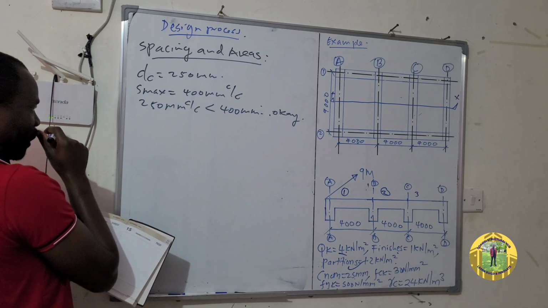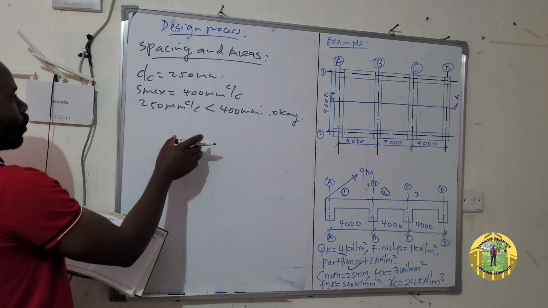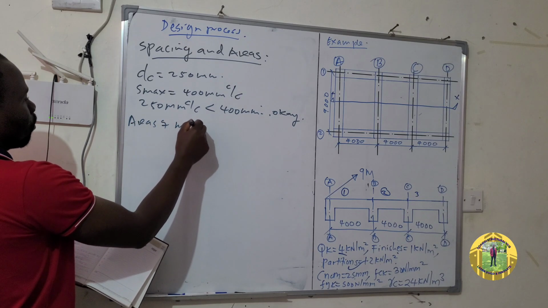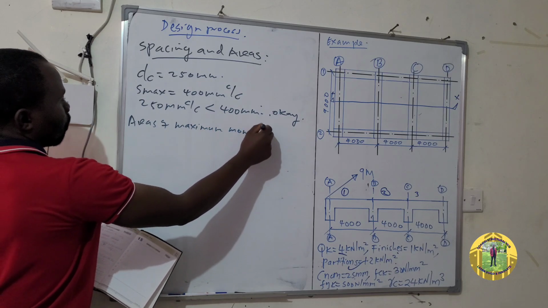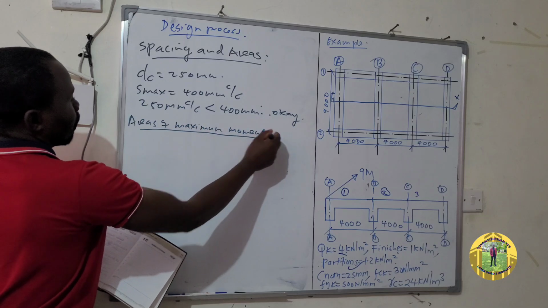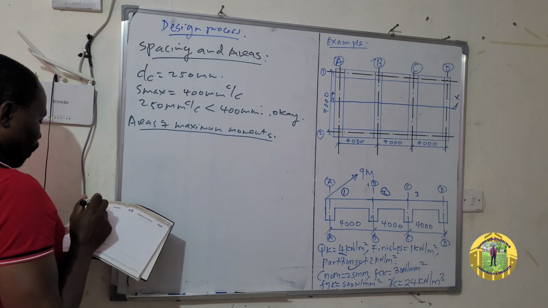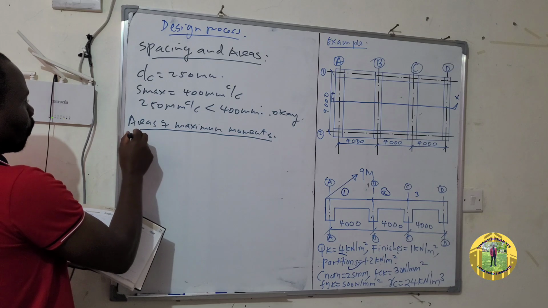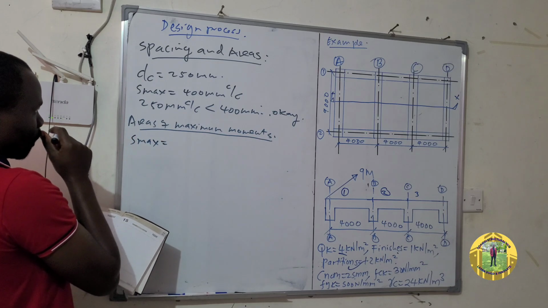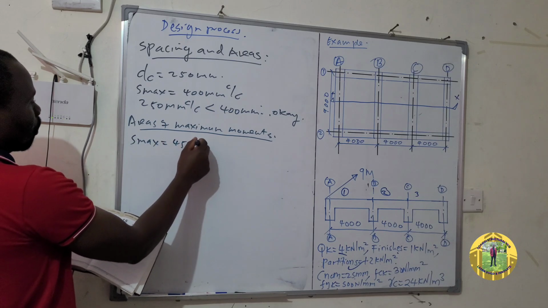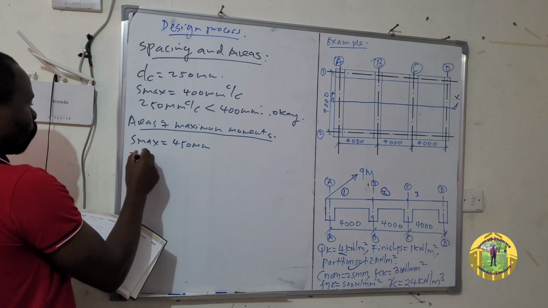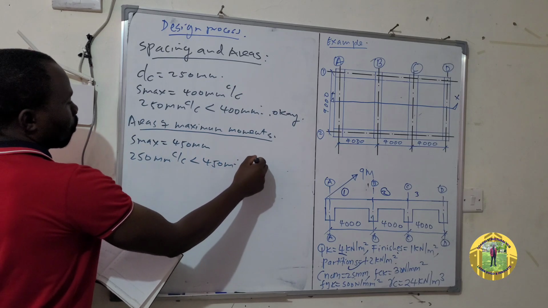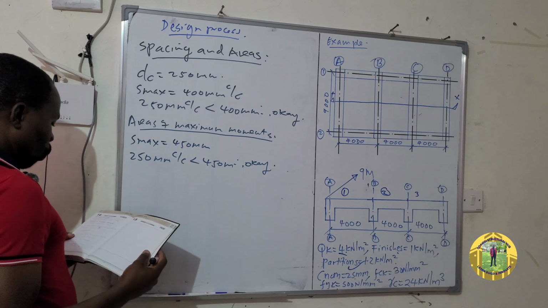Therefore okay. And then in the areas, so this is for general, and in the areas of maximum moment, again from the previous spacing check, we saw that the S max, not the M max, the S max was 450 millimeter, and therefore 250 millimeter center to center is less than 450 millimeter, therefore okay.